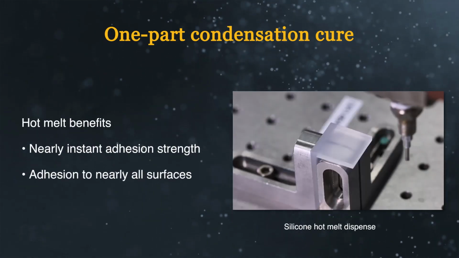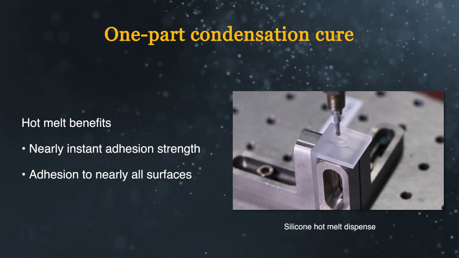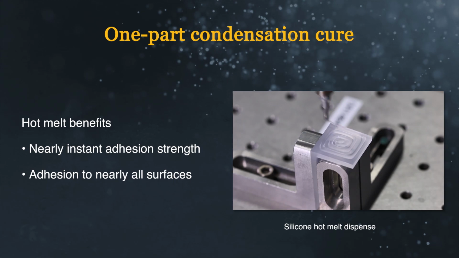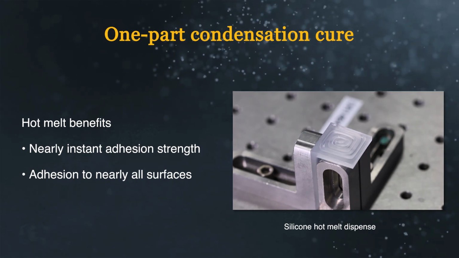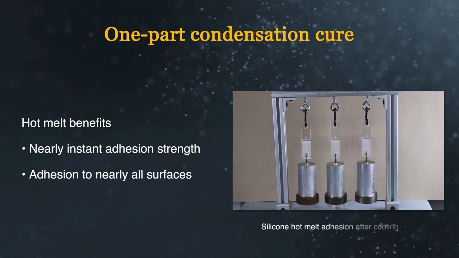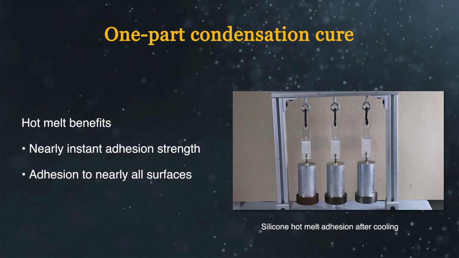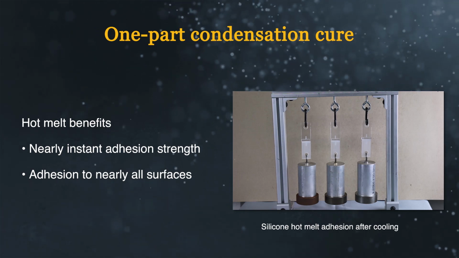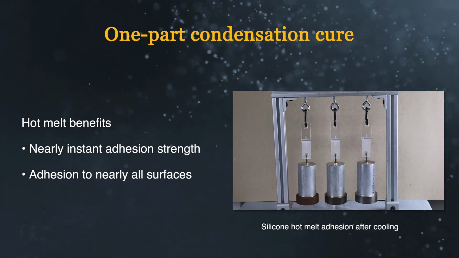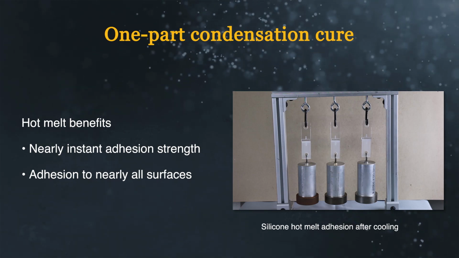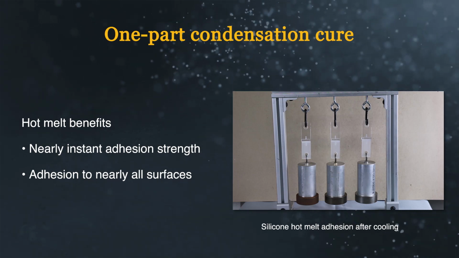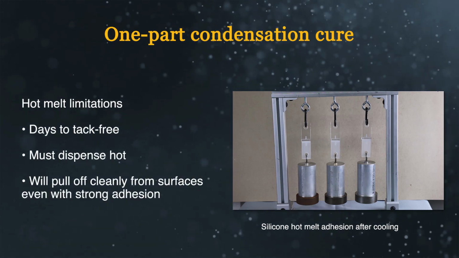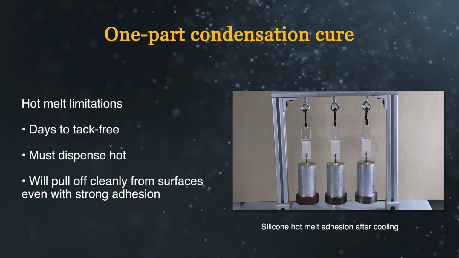A subset of moisture cure is moisture curable silicone hot melts. These products are heated to make them flowable for dispensing and solidify to a sticky putty consistency at room temperature. They develop adhesion as they cool and show good adhesion strength in minutes after dispensing to nearly any surface. They have a slow moisture cure which creates a non-tacky surface and prevents them from remelting after full cure. Some limitations of silicone hot melts include long time to full cure, heated dispense required, and adhesive failure rather than cohesive failure.